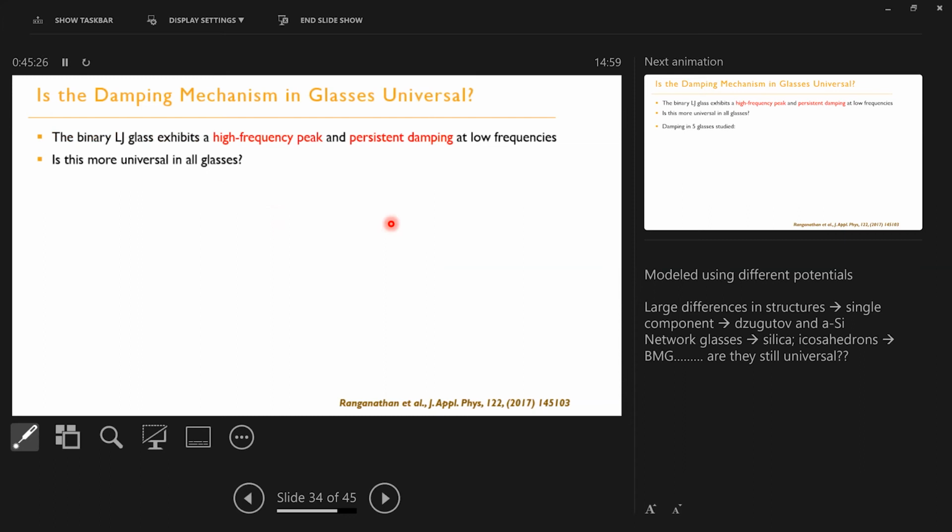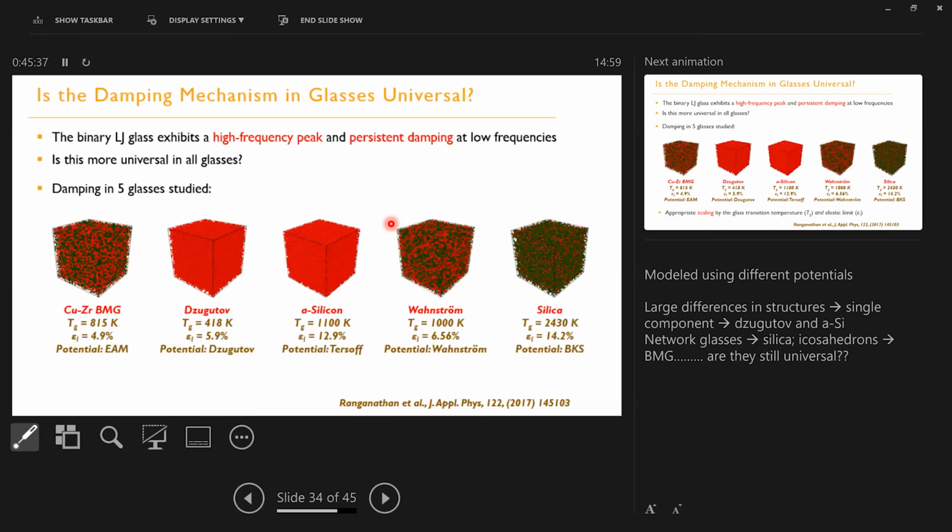And the next logical step that we wanted to take was, there are different types of glasses that people commonly study. You can have the effect of composition, so let's say you just have a single component versus two or more components. You can have bulk metallic glasses. Silica is one common example. All these glasses have different thermomechanical properties. They have different glass transition temperatures, different stiffness, different interactions. So we wanted to see if the mechanism for viscoelasticity that we observe is universal for glasses.